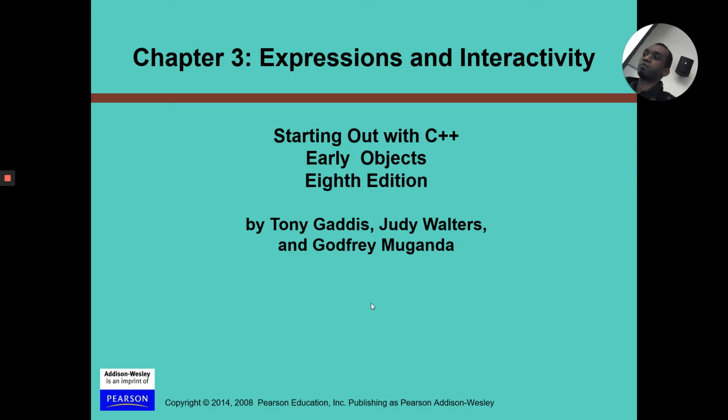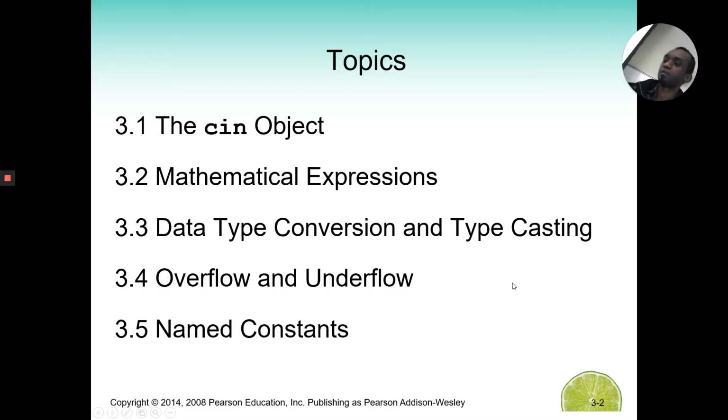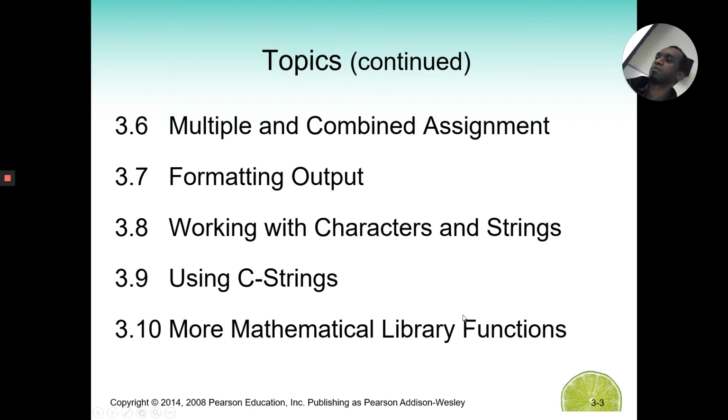So this morning we will cover chapter 3, expressions and interactivity. We did some interactivity in the last class on the lab that we had, and we will see its explanation and more details of the cin object. The topics are mathematical expressions, data type conversion, typecasting, overflow and underflow, named constants, multiple and combined assignment, formatting output, working with characters and strings, using C strings, and then more mathematical library functions.